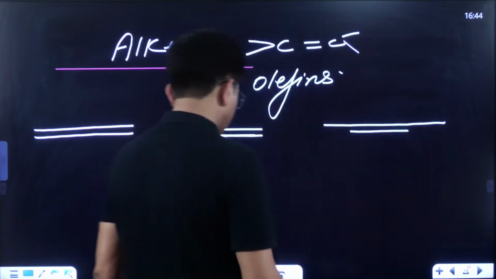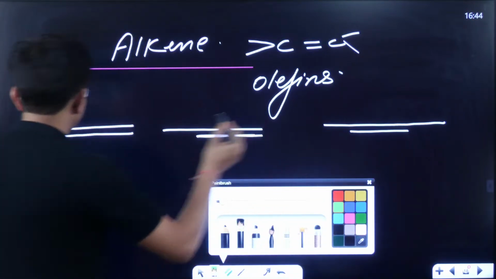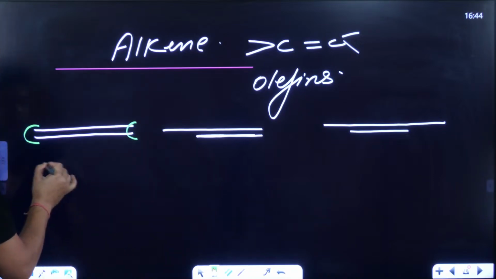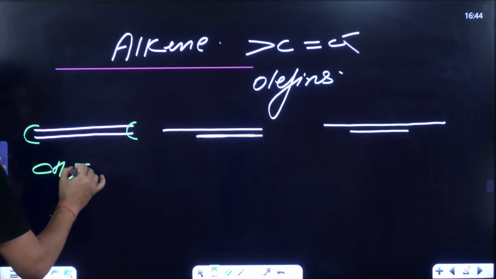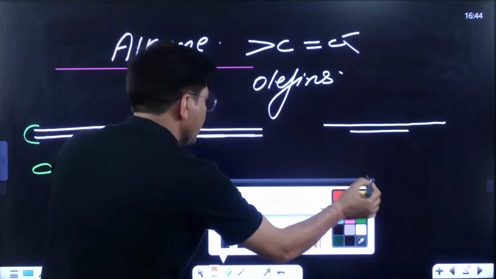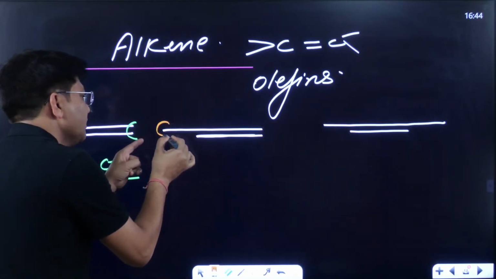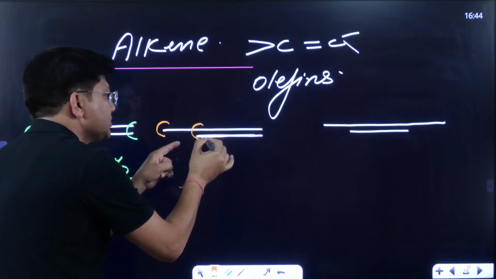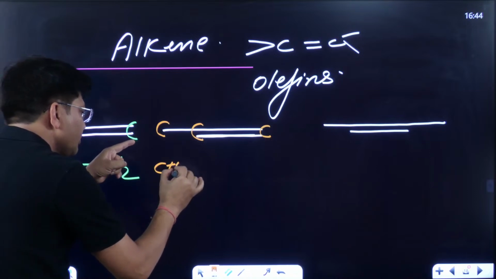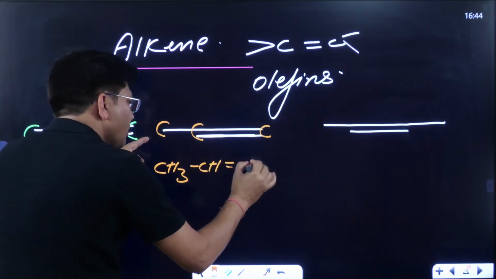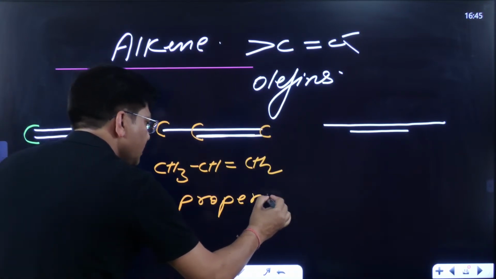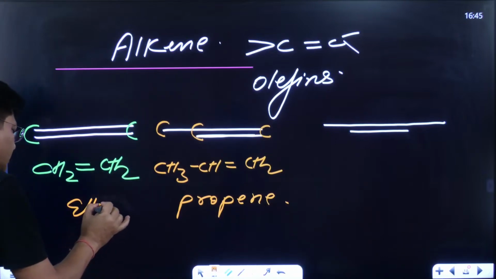Just try to understand what's the difference between these 3. This line is starting from here and both the lines are getting ended. So this is ethene or ethylene. Ethylene is the trivial name. Ethene is the IUPAC name. Now see, focus over here. This line has started from here, but this line is starting from this position and both are getting ended at this carbon. That means CH3, CH double bond CH2. This is propene. Kids, try to understand. This is propene and this is ethene.